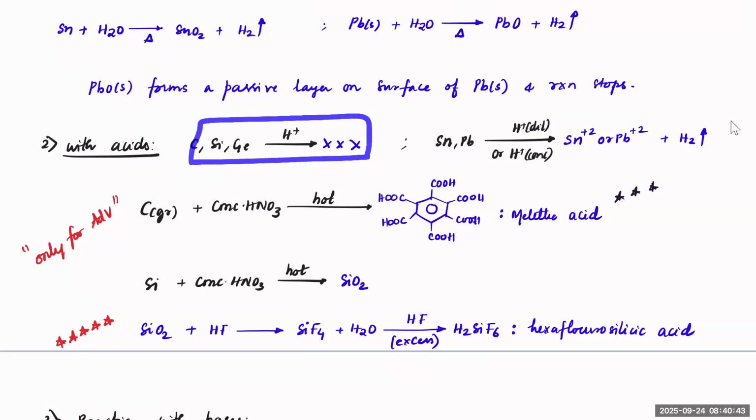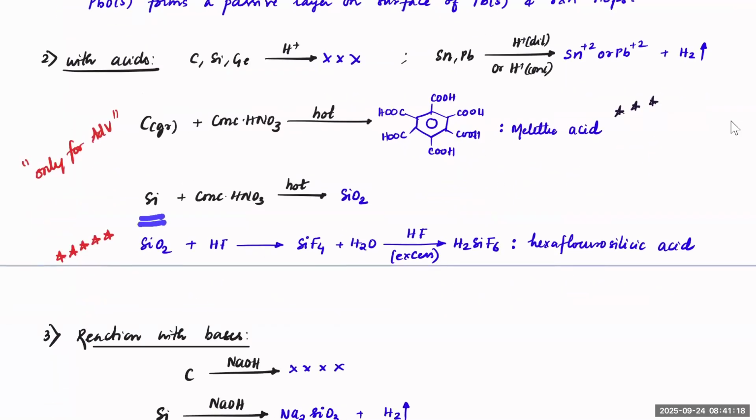These do not react with acids. So carbon, silicon, germanium are unreactive in acids, while lead and tin get dissolved in dilute acids and convert into higher oxidation states with H2 gas released. Now, graphite, when you react with concentrated HNO3 in hot condition, the graphite structure might convert into this kind of acid. It is known as mellitic acid, where COOH is present on all the positions of the benzene ring. On the other hand, silicon can give simply SiO2, and SiO2 reacts with HF.